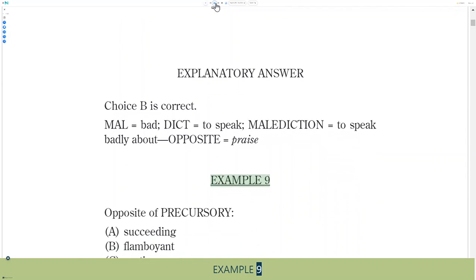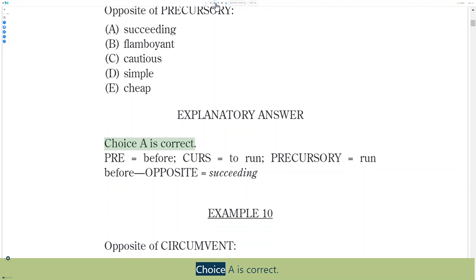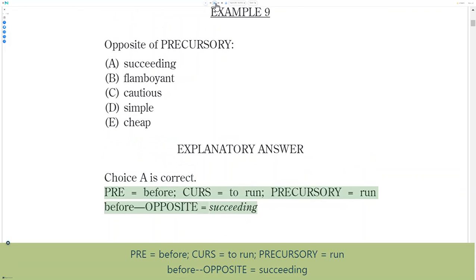Example 9. Opposite of precursory. A. Succeeding. B. Flamboyant. C. Cautious. D. Simple. E. Cheap. Explanatory answer. Choice A is correct. Pre equals before, curs equals to run, precursory equals run before. Opposite equals succeeding.